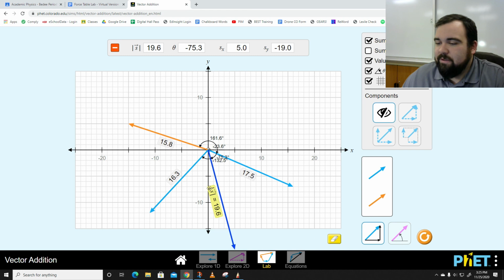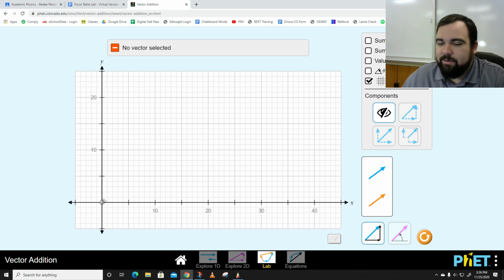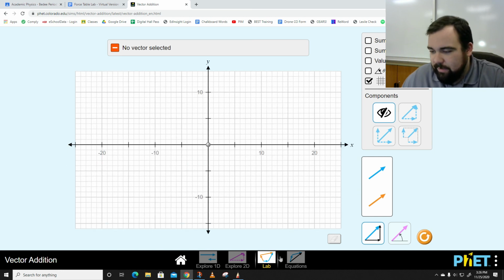When you're done with things, you just kind of have to move these off to the side and you can get rid of them. Just erase the entire thing or reset the whole thing. It's up to you. Now again, make sure you are working in the lab tab of this one.